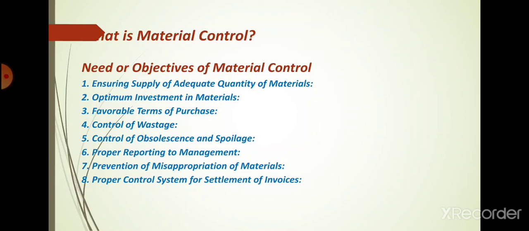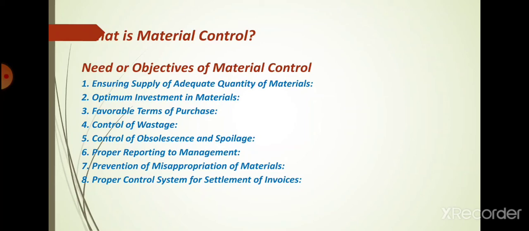The sixth is proper reporting to management. Management has to be informed frequently about the stock of the raw material so that production is planned. This is possible only if there is a proper reporting system and updating of records by the storekeeper. The seventh is prevention of misappropriation of materials.